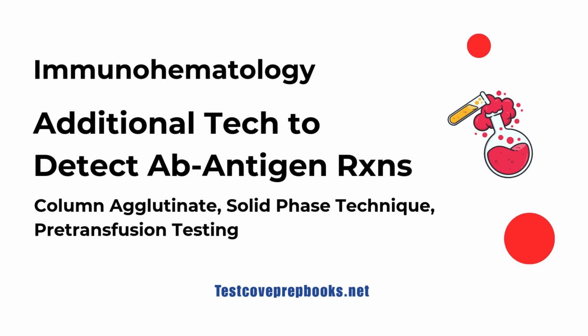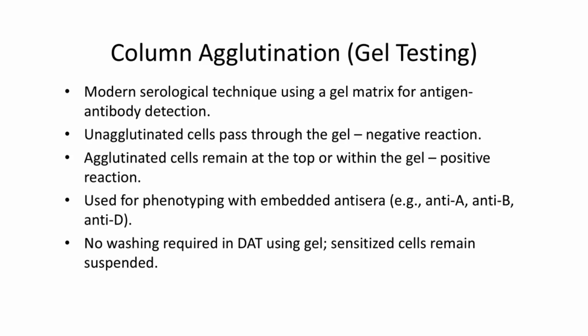Additional technologies to detect antigen-antibody reactions. Column agglutination, or gel testing. Column agglutination, commonly referred to as gel testing, is a modern serological technique used to detect antigen-antibody reactions with enhanced precision and clarity. This method is performed in a specialized chamber where centrifugation is carefully controlled to facilitate the testing process. At the heart of this technique is the gel matrix, which functions as a filter.